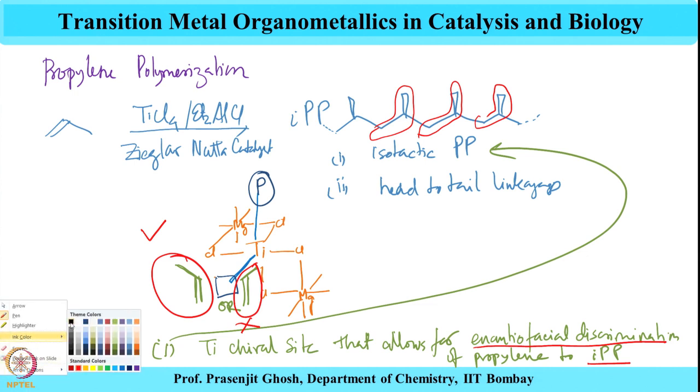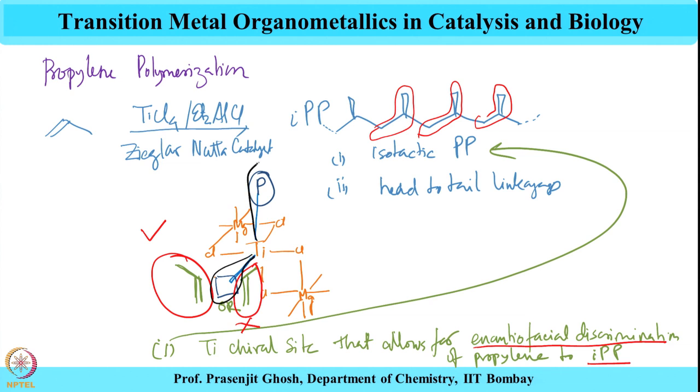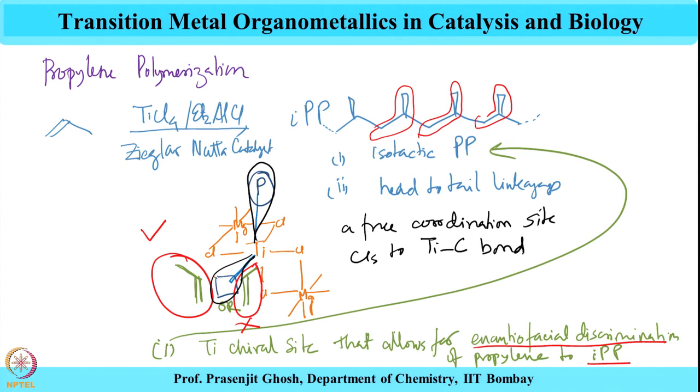Now, the other thing which we had discussed that leads to the formation of head to tail linkages is the fact that there is a sigma hole, a vacant site present sigma or cis to the polymer titanium carbon bond. So, there is a presence of a free coordination site cis to the titanium carbon bond, and this is what allows for this head to tail orientation. So, head to tail linkages are dictated by that.